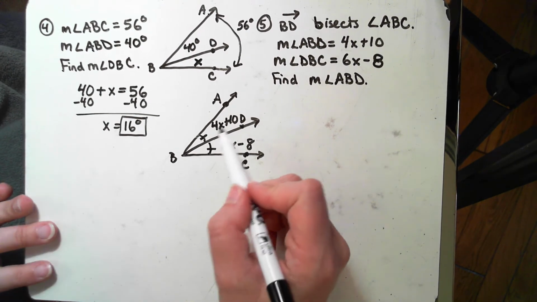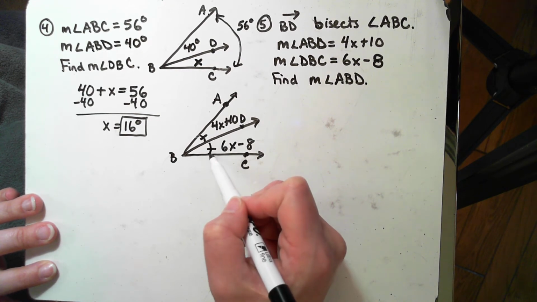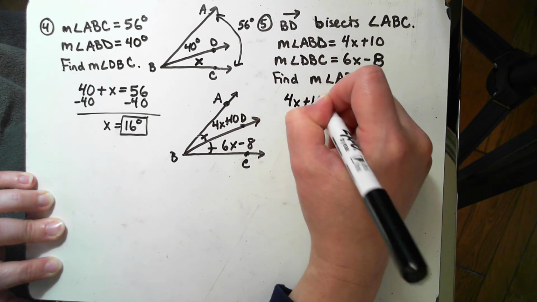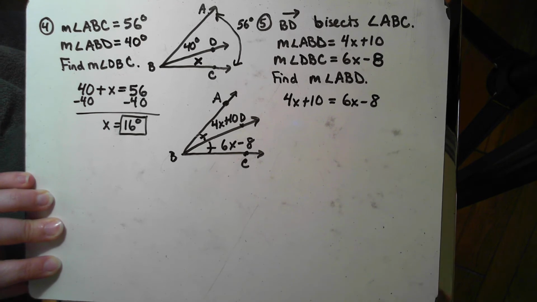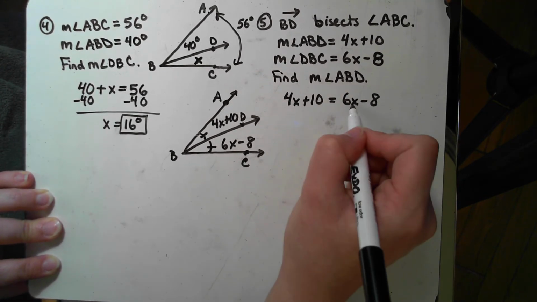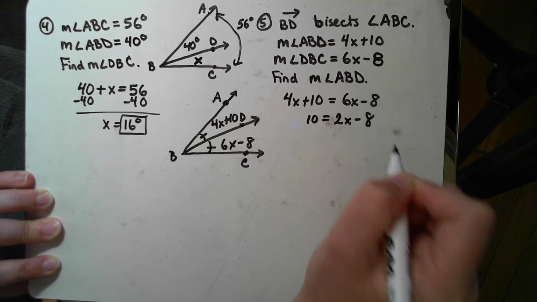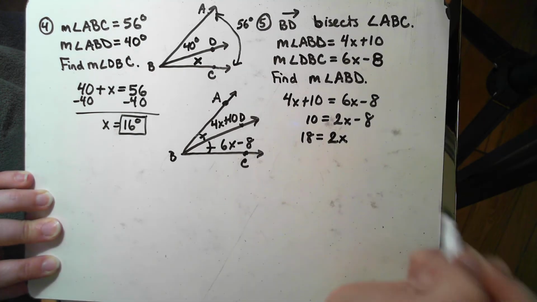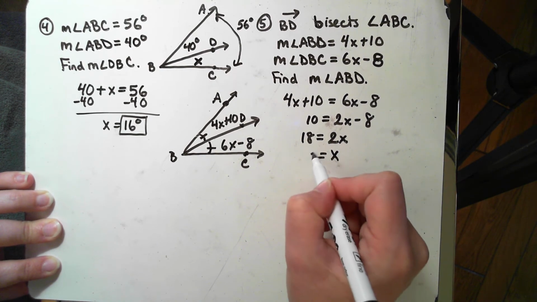In this diagram, I see that this 4x plus 10 is equal to this 6x minus 8. So I have 4x plus 10 equals 6x minus 8. And now I just need to solve for x and find a final answer. So I'll subtract 4x on both sides to get 10 equals 2x minus 8. And I'll add 8 to get 18 equals 2x. Then finally, I'll divide by 2 to get x is 9.